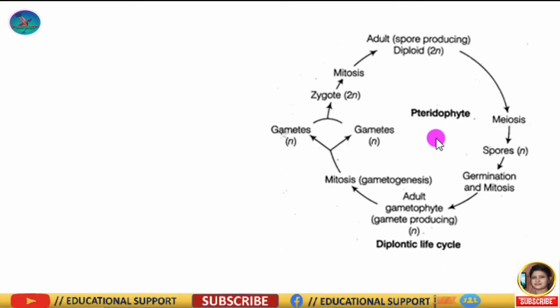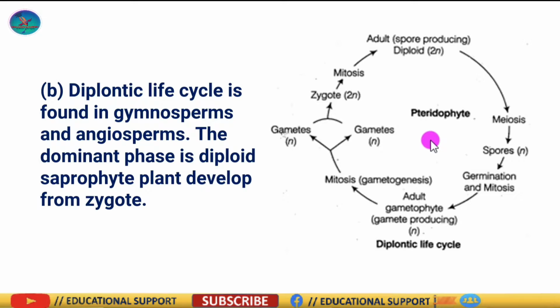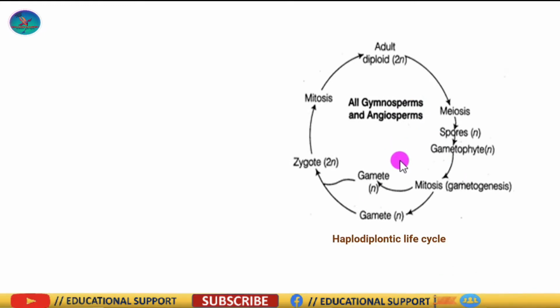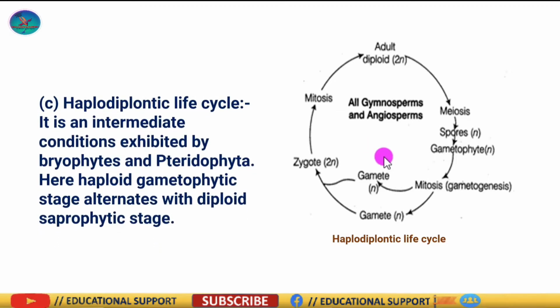Diplontic life cycle is found mainly in gymnosperms and angiosperms. So the dominant phase in these plants is diploid, and the sporophyte plant develops from the zygote. Haplodiplontic life cycle is found in bryophytes and pteridophytes. So here the haploid gametophytic stage alternates with the diploid sporophytic stage.